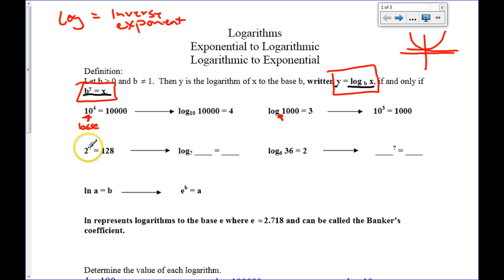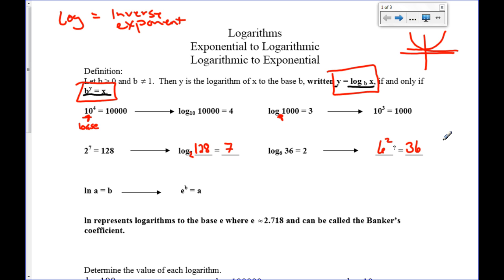How would I write 2 to the 7th equals 128 in log form? Log 2, yep. 7. This will be 7. 128. Yep. Okay. So log base 2, because this is our base, of 128 is 7. All right. Now on this one, we're supposed to go from log to exponential. How did I write this one? 6 squared equals 36. All right.